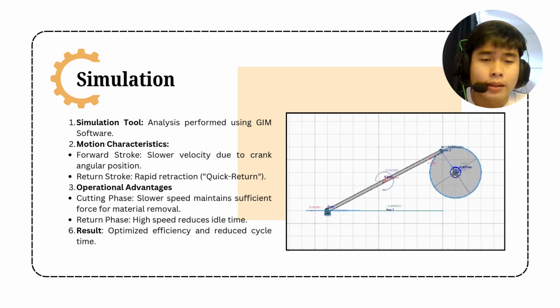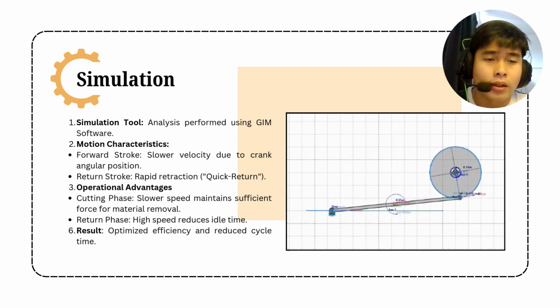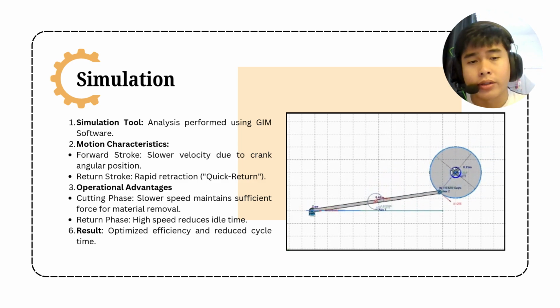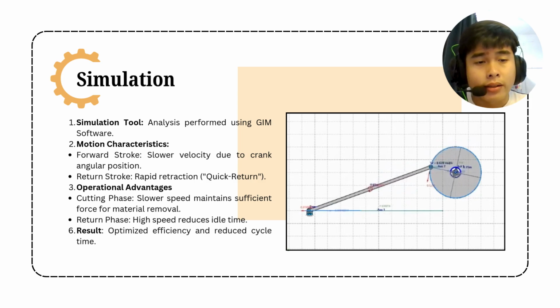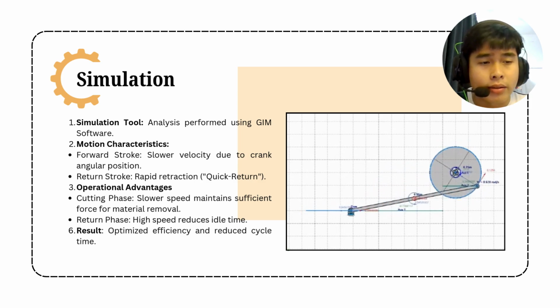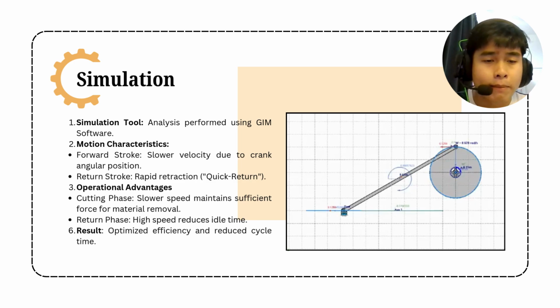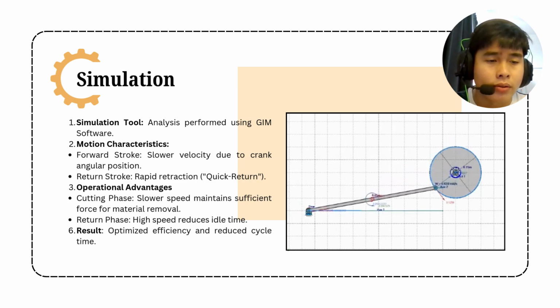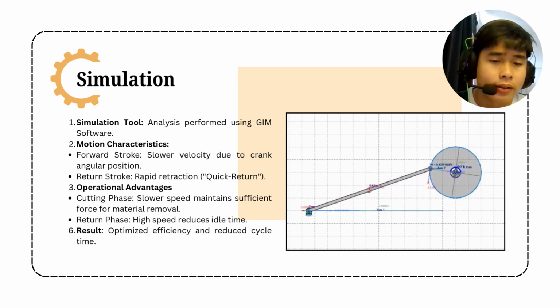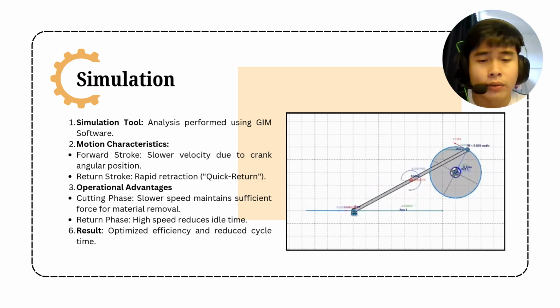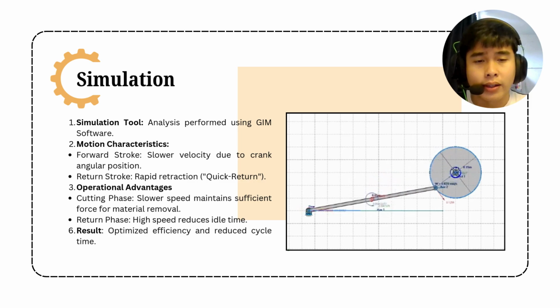The forward cutting stroke occurs at lower speed than the return stroke due to the angular configuration of the crank. This creates a quick return mechanism which is beneficial for cutting operations. The slower forward stroke allows sufficient time and force for effective cutting, while the faster return stroke reduces idle time, thereby improving overall operational efficiency.